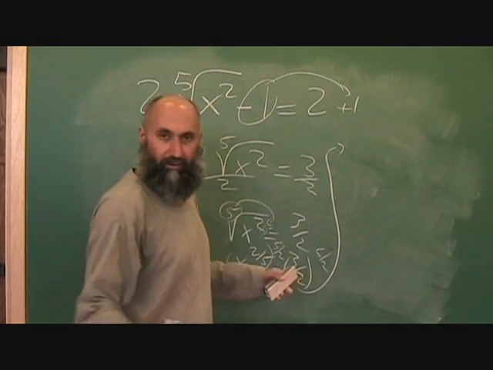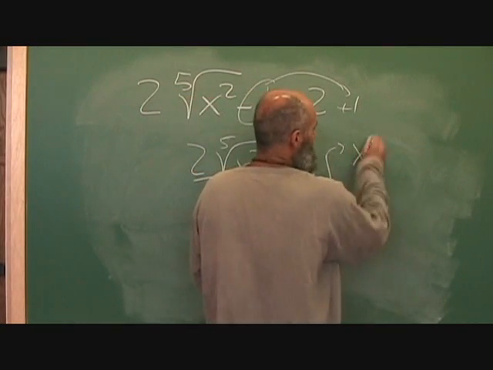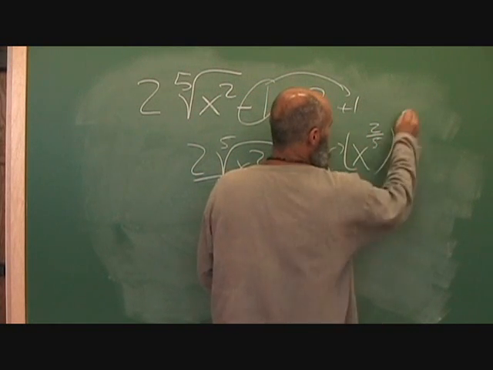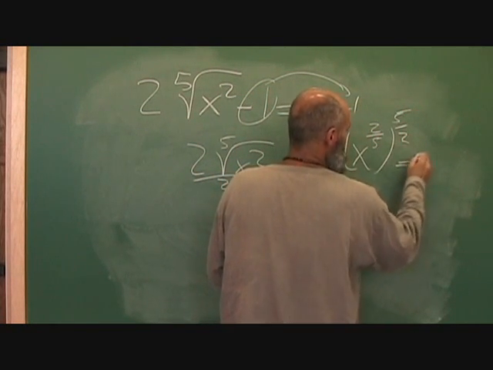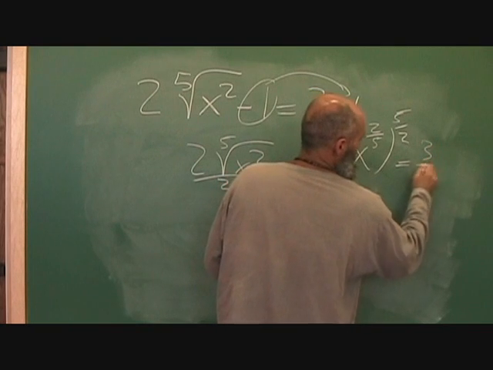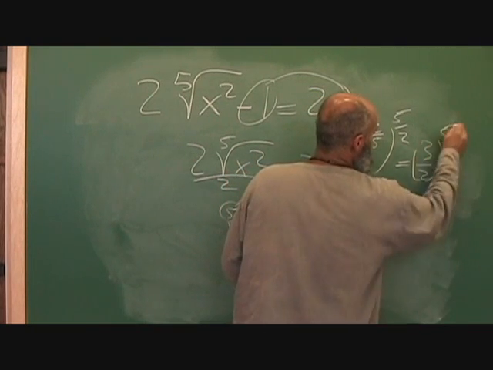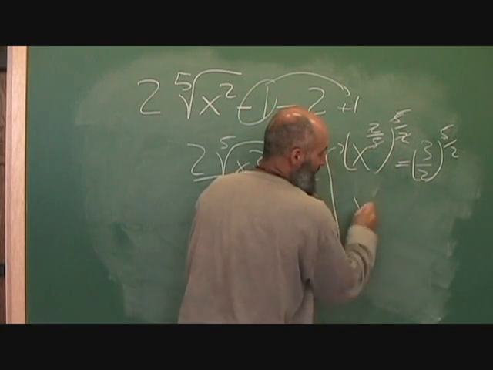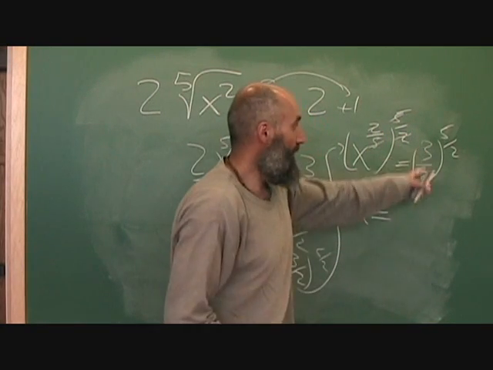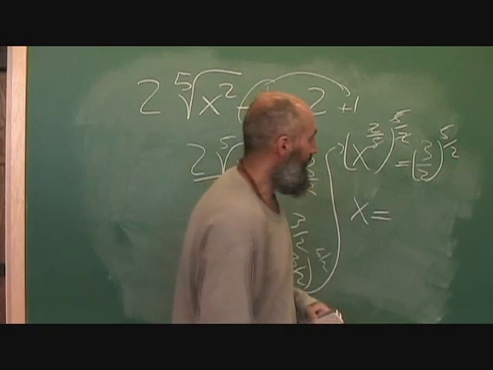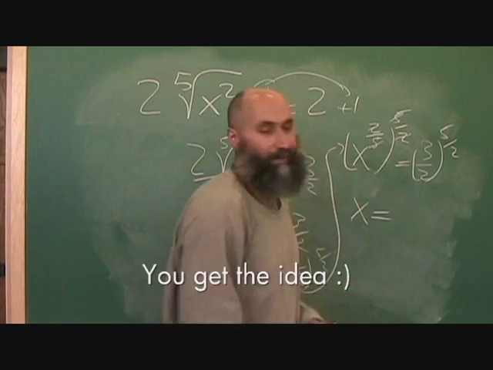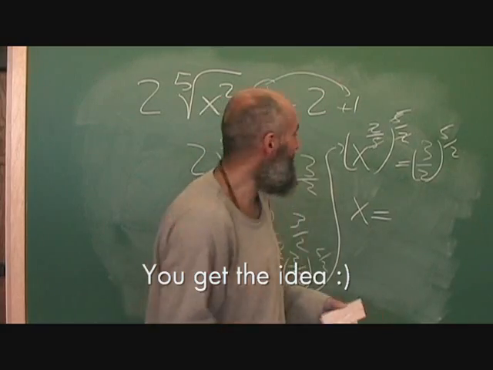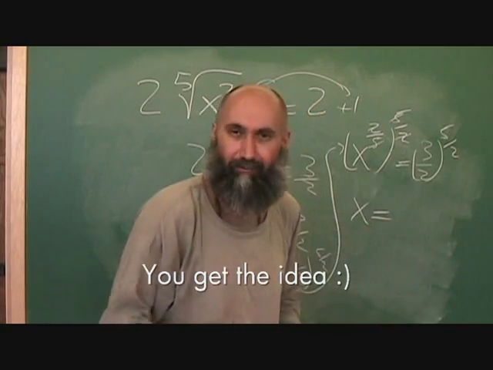I'm just going to rewrite this so it looks cleaner. So this is going to be x to 2 over 5 to the power of 5 over 2 is equal to 3 over 2 to the power of 5 over 2. So this kills this, that kills that. This side is just x is equal to whatever that is. What is it? 3 to the power of 5, 3 times 3 times 3 times 3 times 3: 3 times 3 is 9, that's 81, 81 times 3, I think it's 243 or something like this, and that's over 2 to the power of 5, which is 32, all squared.